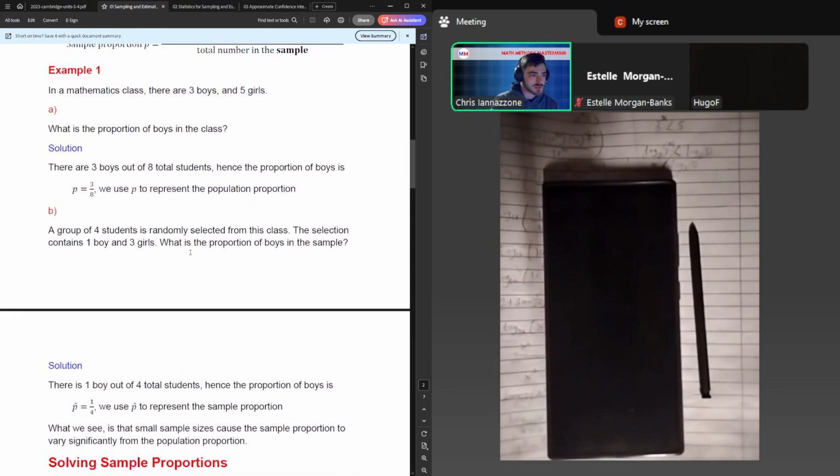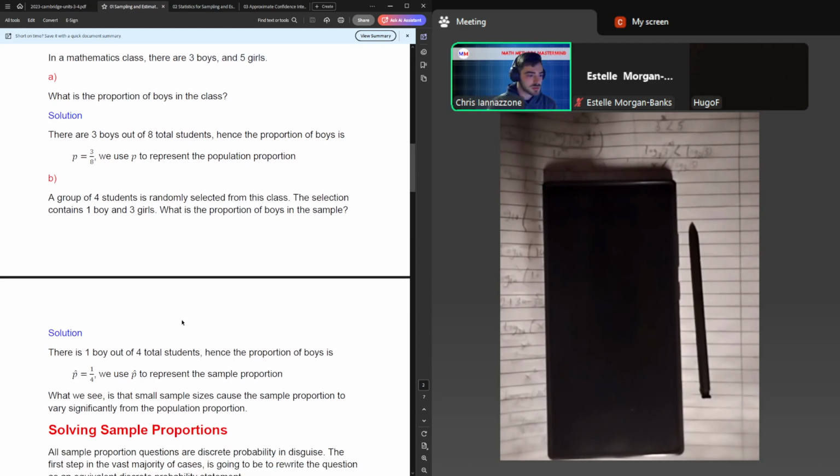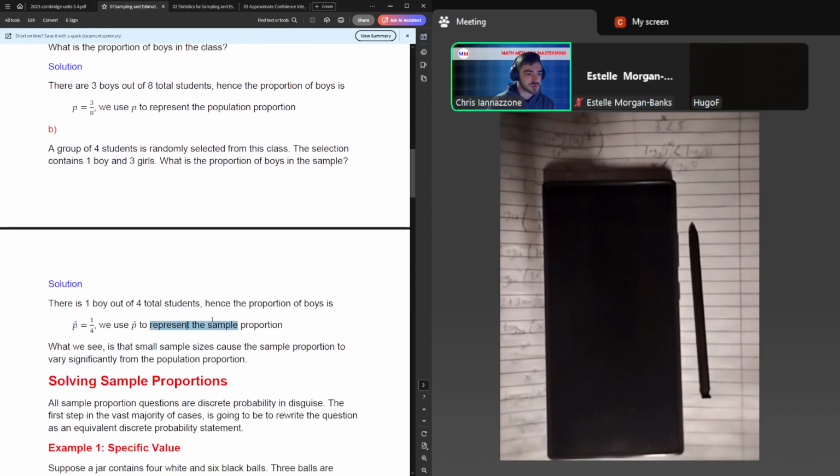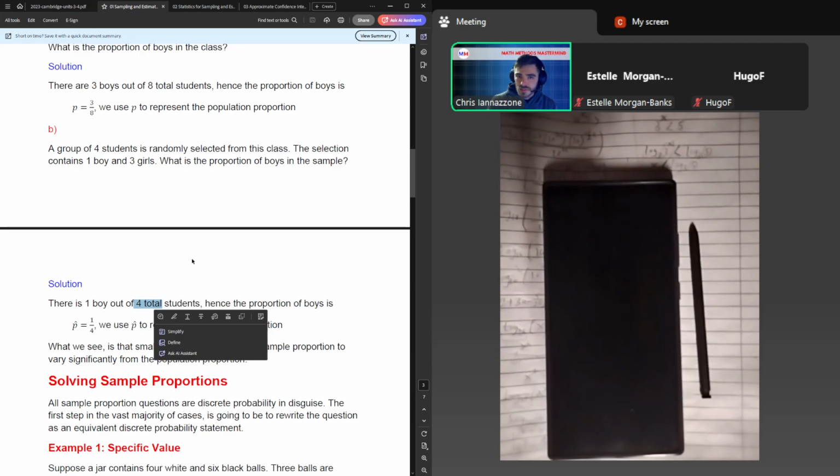Well, under this circumstance, because we took a subset of the overall population, we use P hat to denote the sample proportion. But otherwise it's calculated the same way. How many elements existed in the sample with the given attribute, in this case being a boy, out of the total number of elements in the sample, in this case the total number of students.